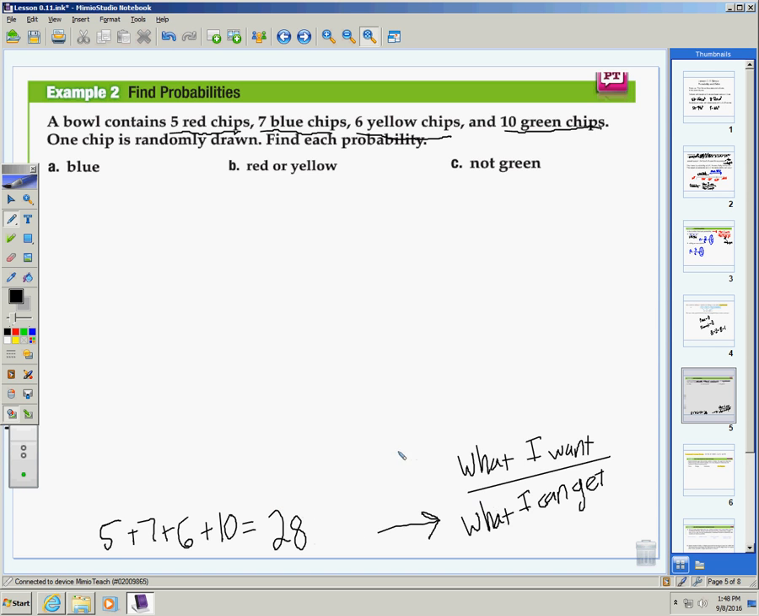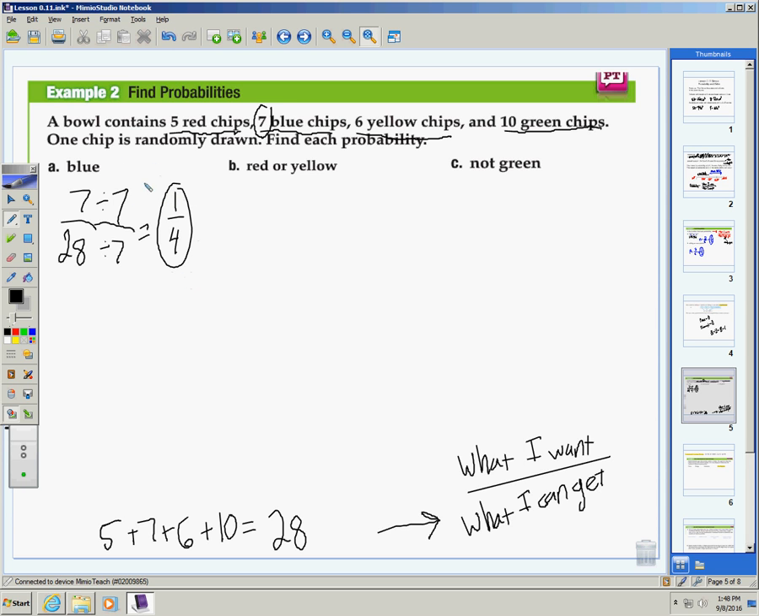What's the probability of getting a blue? Well, I can get 28. What do I want though? I want a blue one, and there are 7 blue chips. Which means the probability of getting a blue is 7 out of 28, and this fraction can be reduced if I divide each of these by 7, and it reduces to 1/4. So what's the probability of getting a blue chip? 1 out of 4. What about for red or yellow?